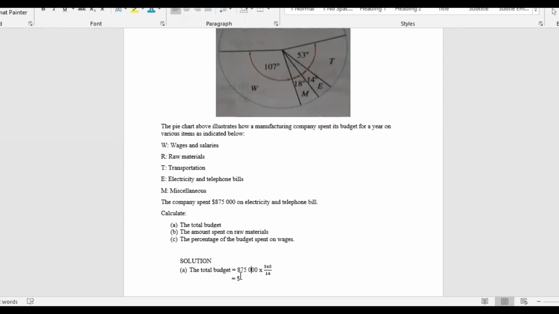Missing is 0. Yeah, I just put it in. I realized that. Definitely. Thank you. Good. So 875,000 times 360 divided by 14 gives us what?